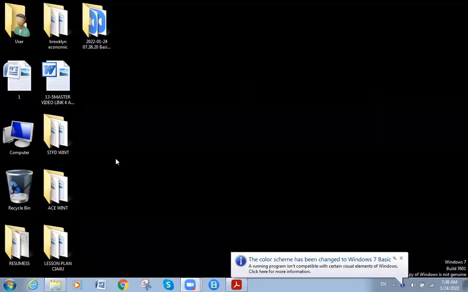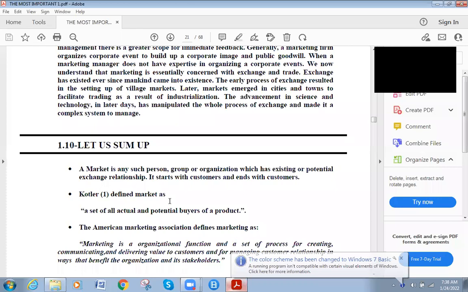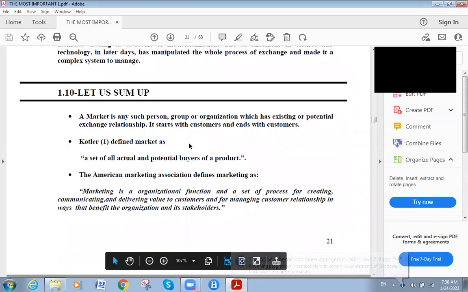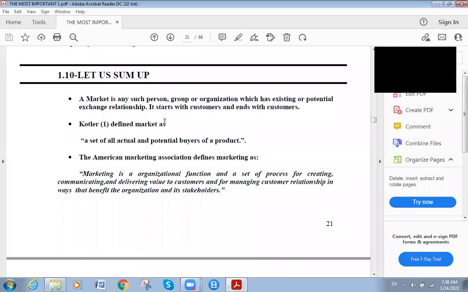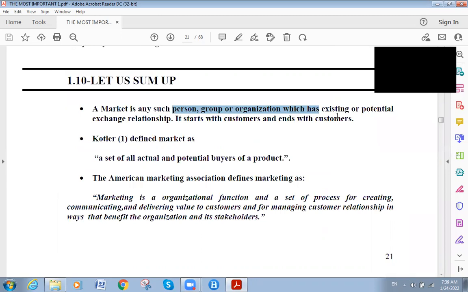And here we go now to a new point we'll talk about today. This point is regarding the sum up of the first unit. We'll sum up the first unit here and say what was in the first unit. So the market is any such person, group, or organization which has existing or potential exchange relationships, starting with the customer and ending with the customer. This is the definition of the market.